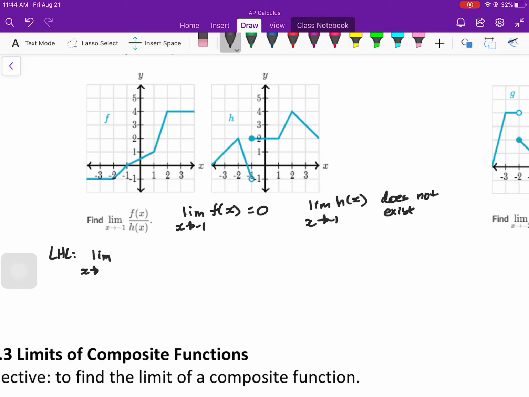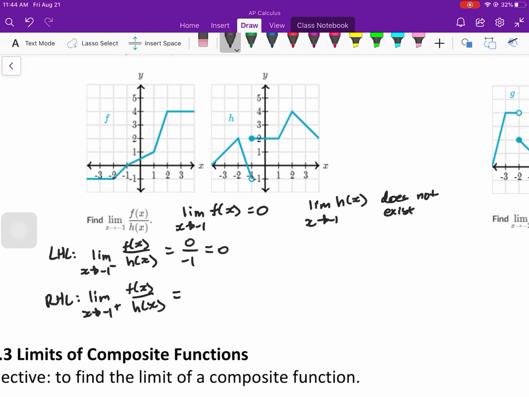So the limit as x approaches -1 from the left of f of x over h of x, well, that would equal, f of x from the left is 0 over h of x from the left is -1, which is 0. And then the right-hand limit as x approaches -1 from the right. Well, if you check f of x from the right, it's 0. And h of x from the right is 2, which is also 0.